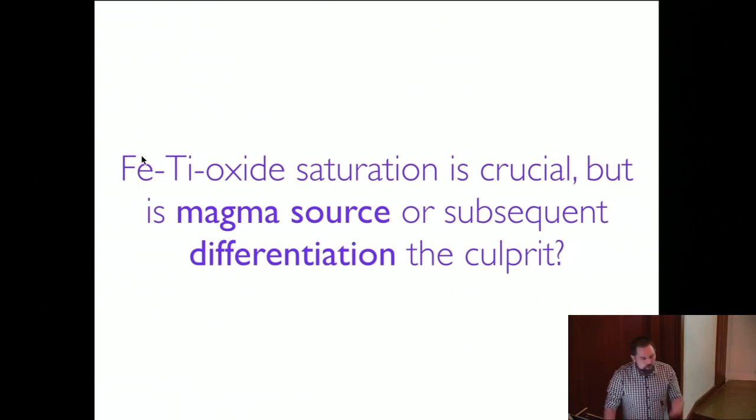But once again, what causes that early and continuous saturation in magnetite or iron titanium oxide? There still has to be something in the magma system that causes that saturation. And so the question just goes deeper. Is it magma source or subsequent differentiation which creates that early saturation?